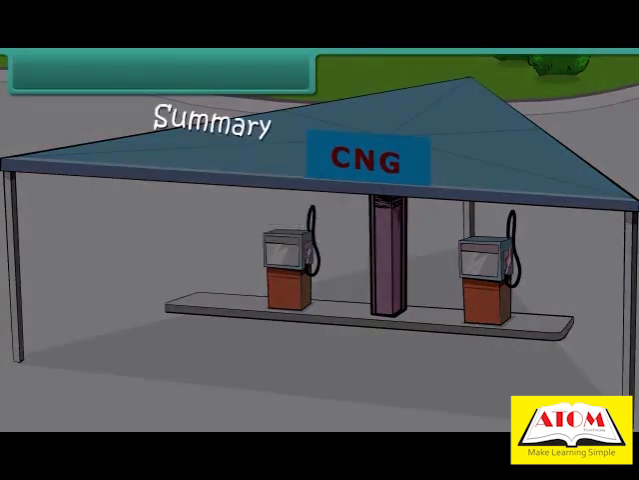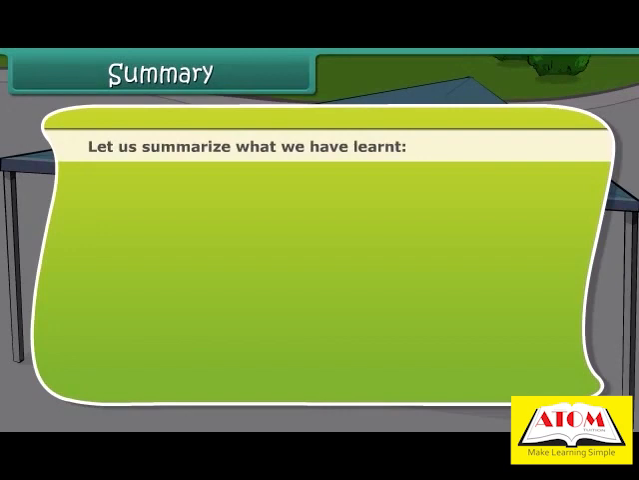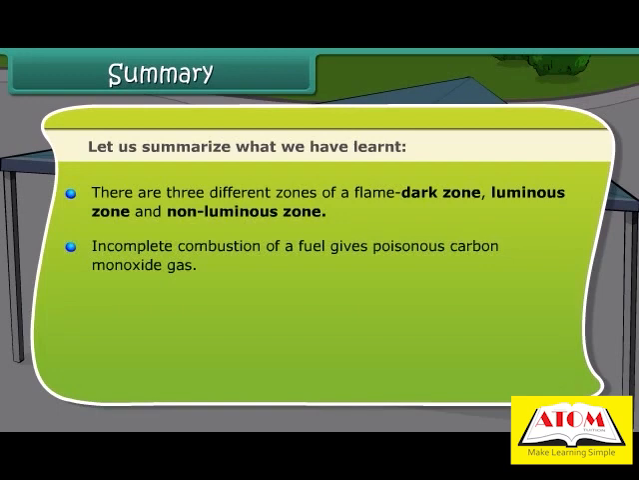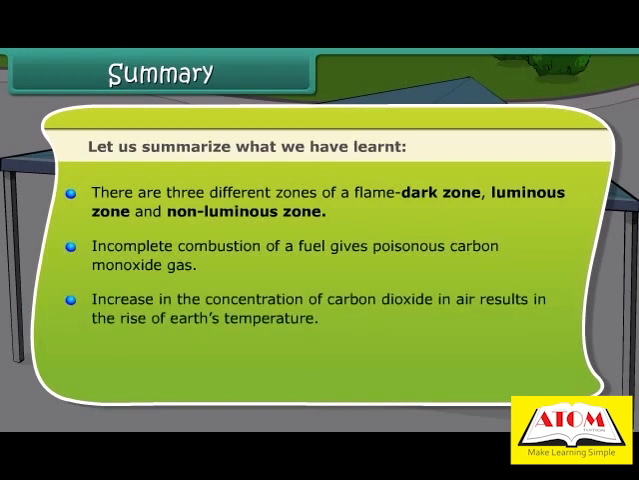Summary. Let us summarize what we have learned. There are three different zones of a flame: dark zone, luminous zone, and non-luminous zone. Incomplete combustion of a fuel gives poisonous carbon monoxide gas. An increase in the concentration of carbon dioxide in air results in the rise of Earth's temperature. Acid rain contains oxides of sulfur and nitrogen in dissolved state.